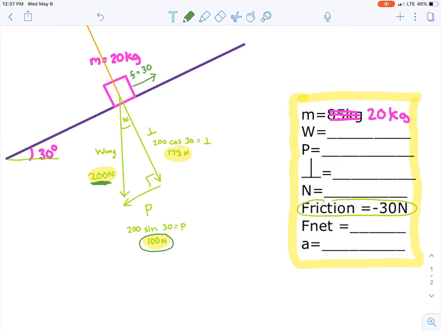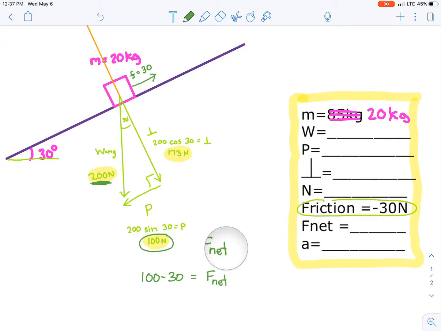All right, so we have 100 newtons down. So our net force then is going to be the parallel forces, because if we had a box on a ramp, it's going to slide down the ramp. So the directions of the forces are down the ramp, right? And then the friction is up the ramp, parallel to the ramp. So we have 100 minus 30 will be equal to our net force.